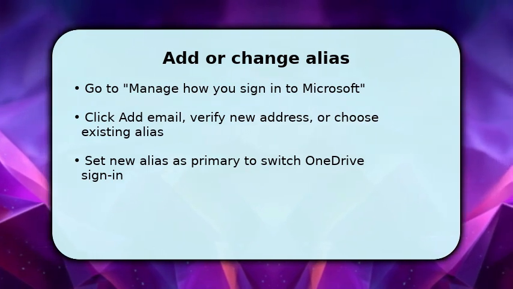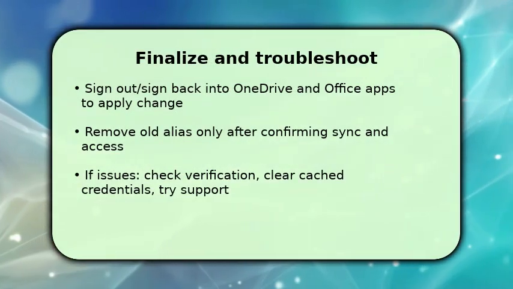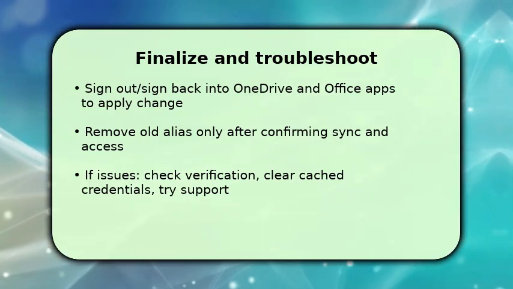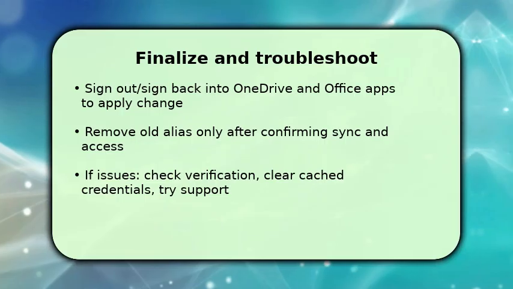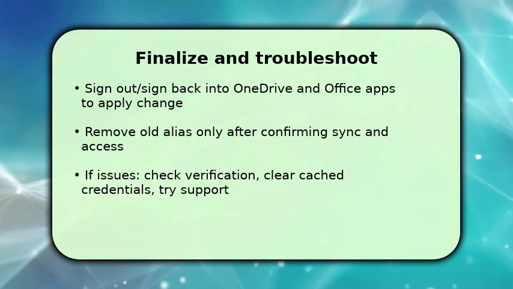You finish by signing out of OneDrive on all devices and then sign back in using the new primary email so tokens refresh. This forces the service to recognize the updated address. Confirm file sync and access in the OneDrive web app and desktop client before removing the old alias.